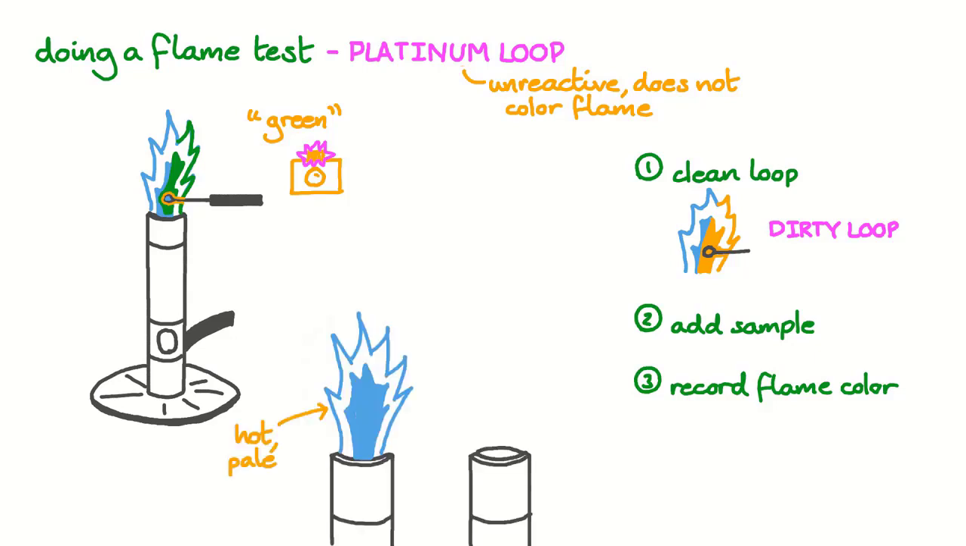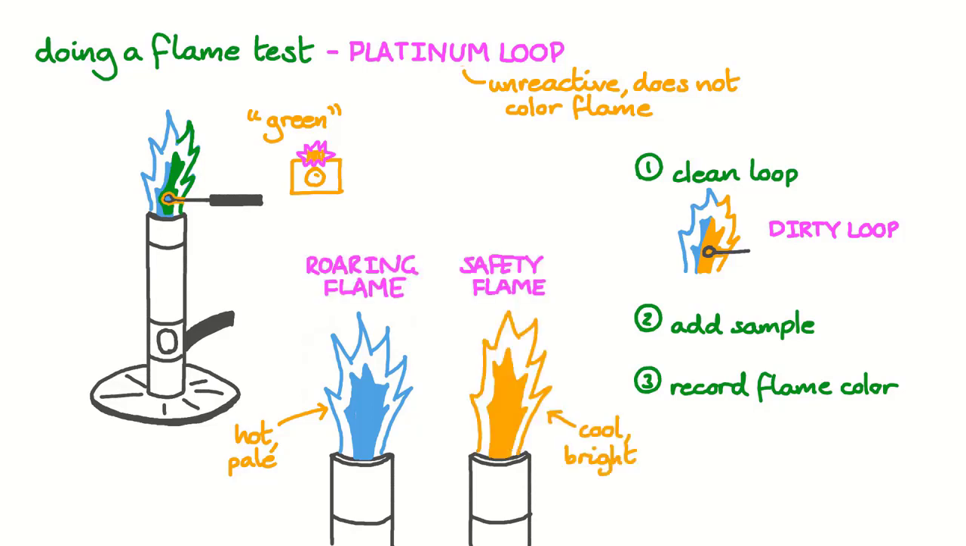It is important that the flame is hot and does not produce a strong colour itself. If using a Bunsen burner, it is best to use a blue roaring flame rather than a bright yellow safety flame, so that the colour from the ions is easier to distinguish. To achieve a roaring flame, we just open the air inlet at the base of the Bunsen burner.